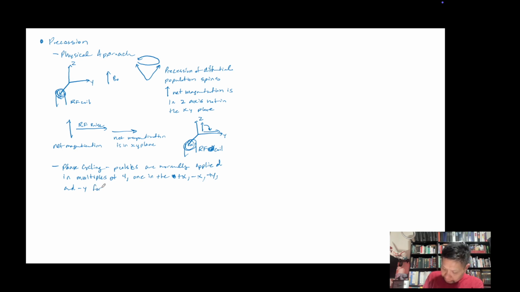This is for minimizing noise and maximizing signal. So this is the physical approach to the precession of a proton. Now let's do the quantum mechanical approach.